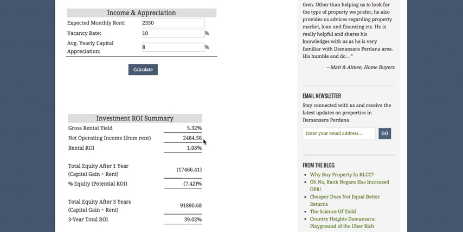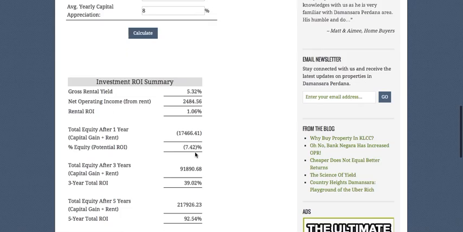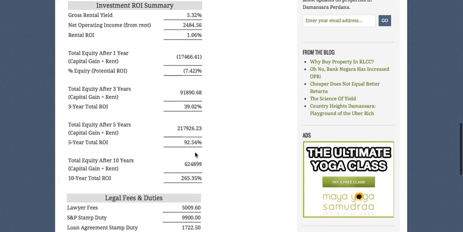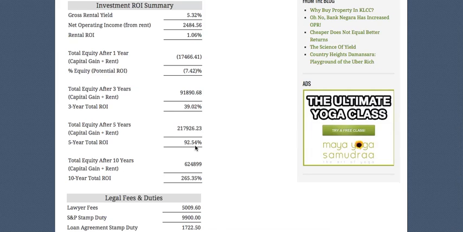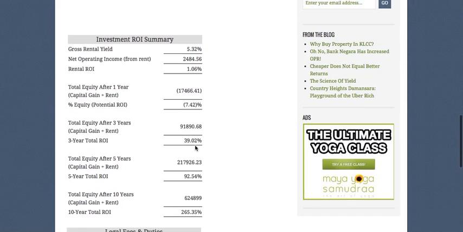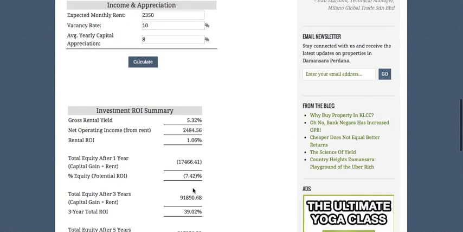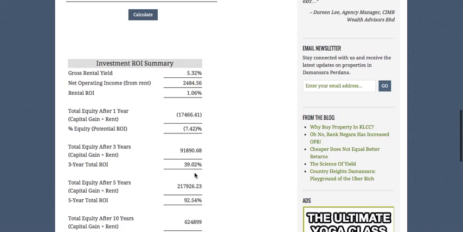My rental ROI is much better. I've, however, sacrificed my returns on investment by a few percentage points. So this is how you can play around with the calculator to adjust these figures to the kind of returns that you would like to have.